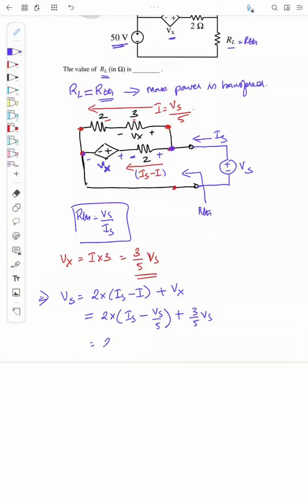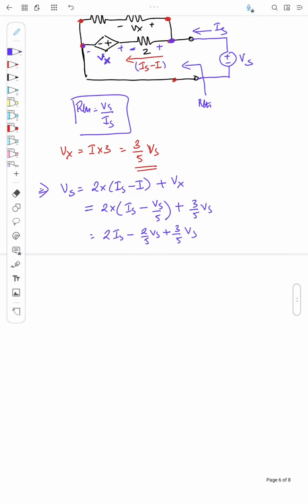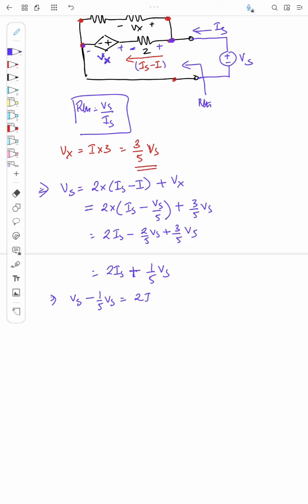So 2Is minus 2 by 5 Vs plus 3 by 5 Vs, that is 2Is plus (minus 2 plus 3), that is 1, so plus 1 by 5 Vs. I will bring 1 by 5 Vs to the RHS, so it will be Vs minus 1 by 5 Vs equal to 2Is, or Vs into (5 minus 1) by 5, that is 4 by 5, equal to 2Is. So Vs by Is from this equation is 5 by 4 into 2, which is 5 by 2, that is 2.5. So Vs by Is is actually RTH, right?